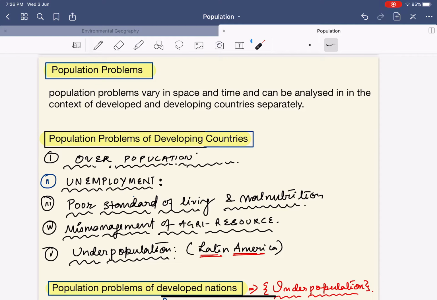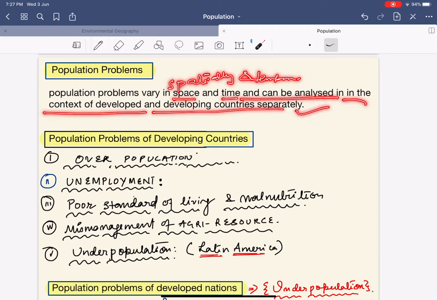Today we'll be talking about the population problem. Now, let us read the first statement. The first statement says that the population problem varies in space and time, or we can say it varies spatially and temporally, and can be analyzed in the context of developed and developing nations separately.